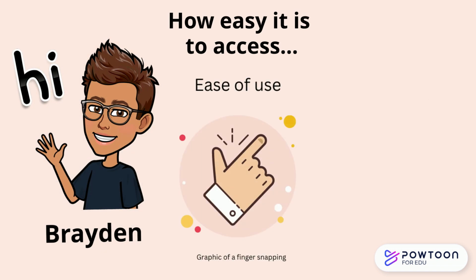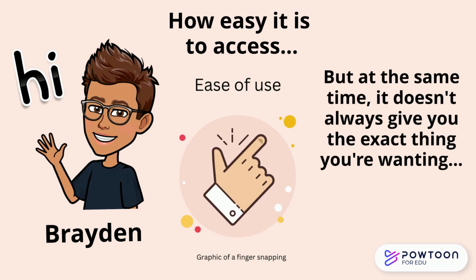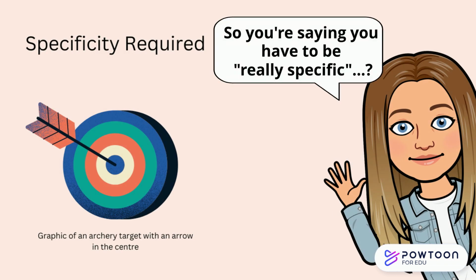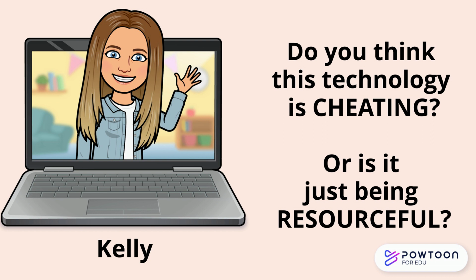How easy it is to access, but at the same time, it doesn't always give you the exact thing you're wanting. Like, it's always going to have a bit, but there's always going to be that section that you just don't want. So you're saying you have to be really specific. Yeah. Great. Do you think this technology is cheating, or do you think it's just being resourceful?